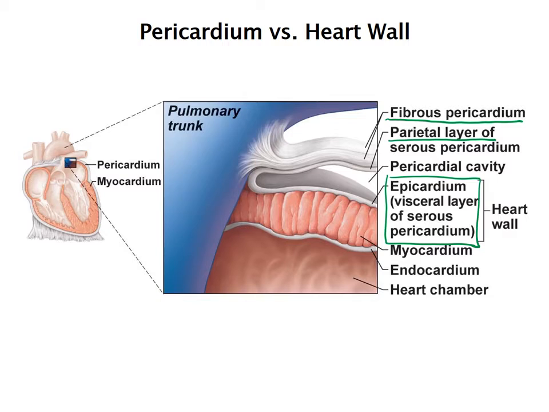The thickest portion of the heart wall is the myocardium, which is made up of cardiac muscle, and the innermost lining of the heart is the endocardium. From this slide, I simply want you to remember that the words epicardium and visceral layer of serous pericardium are interchangeable.